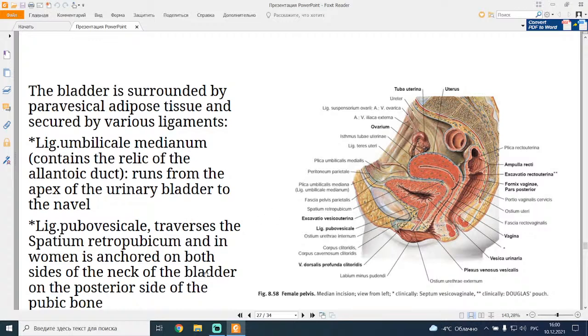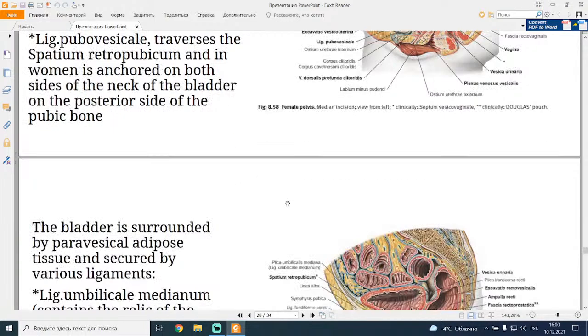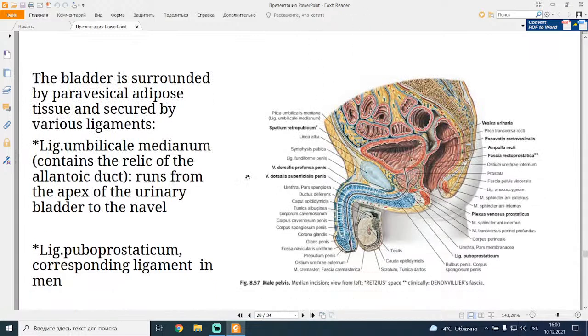Vesica urinaria. The bladder is surrounded by paravesical adipose tissue and secured by various ligaments. Ligamentum umbilicale medianum runs from the apex of the urinary bladder to the navel, and ligamentum puboprostaticum is the corresponding ligament in men.